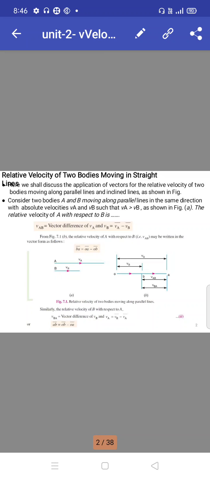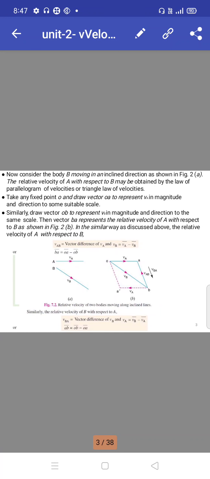So the relative velocity of A with respect to B, that is VAB, may be written in vector form as OA minus OB. From which the relative velocity of B with respect to A we can write as VBA, equal to the vector difference of VB and VA, which is VB bar minus VA bar, that is AB is equal to OB minus OA.